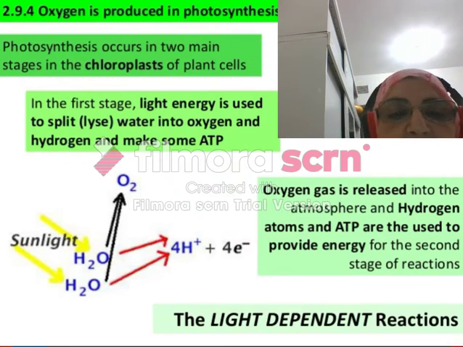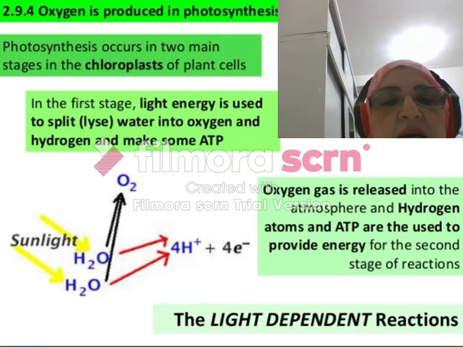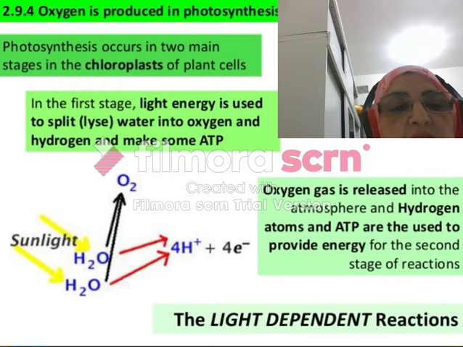The first stage of photosynthesis depends on light. We call it light-dependent reaction, and this occurs inside the thylakoid membranes or in the grana. It starts with photolysis of water. Water molecules, when they are exposed to sunlight, are going to break down into oxygen and hydrogen. Hydrogen will be taken by hydrogen-carrying compounds like NADP, nicotinamide adenine dinucleotide phosphate, while oxygen will be released into the atmosphere as a byproduct. Also, this energy will be consumed by molecules of ADP to produce ATP.